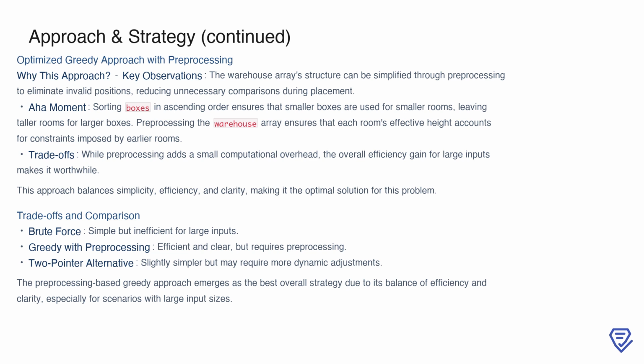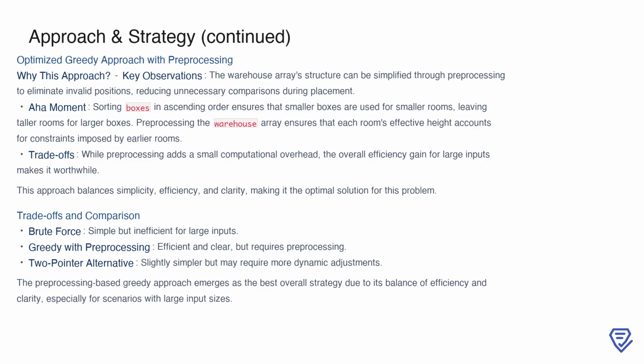Between these approaches, the pre-processing-based greedy method stands out as the chosen strategy. It provides a clear framework for solving the problem while leveraging the structure of the warehouse to minimize unnecessary checks, making it both efficient and easier to reason about in most cases. The pre-processing-based greedy approach is chosen as the optimal solution for this problem due to its ability to balance simplicity, efficiency, and clarity. Pre-processing the warehouse array allows us to simplify the structure, eliminating invalid positions early and reducing unnecessary comparisons during box placement. Sorting the boxes in ascending order ensures that smaller boxes are placed in smaller rooms, leaving taller rooms for larger boxes.